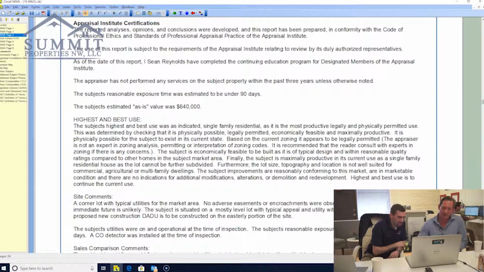So a lot of this is good. This is important too. The estimated value as is.